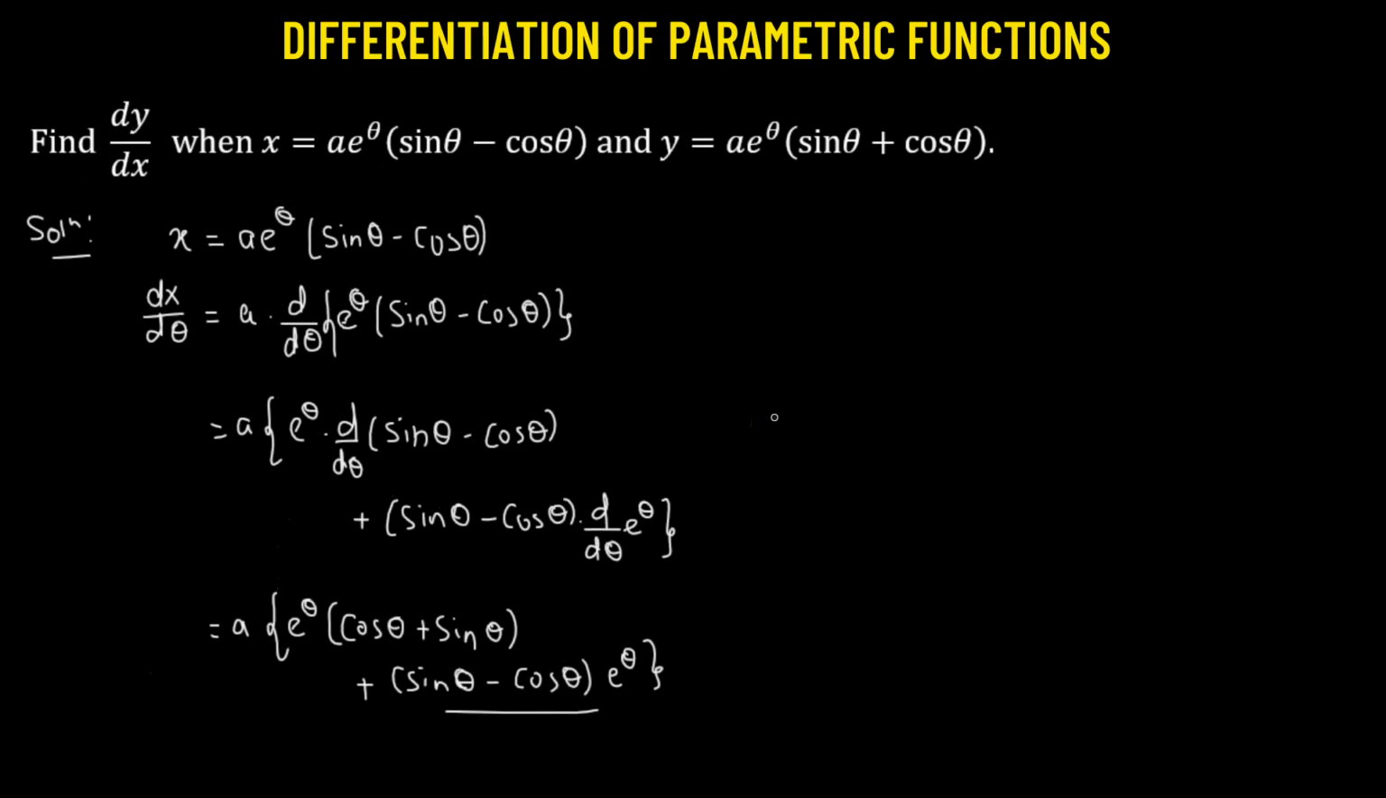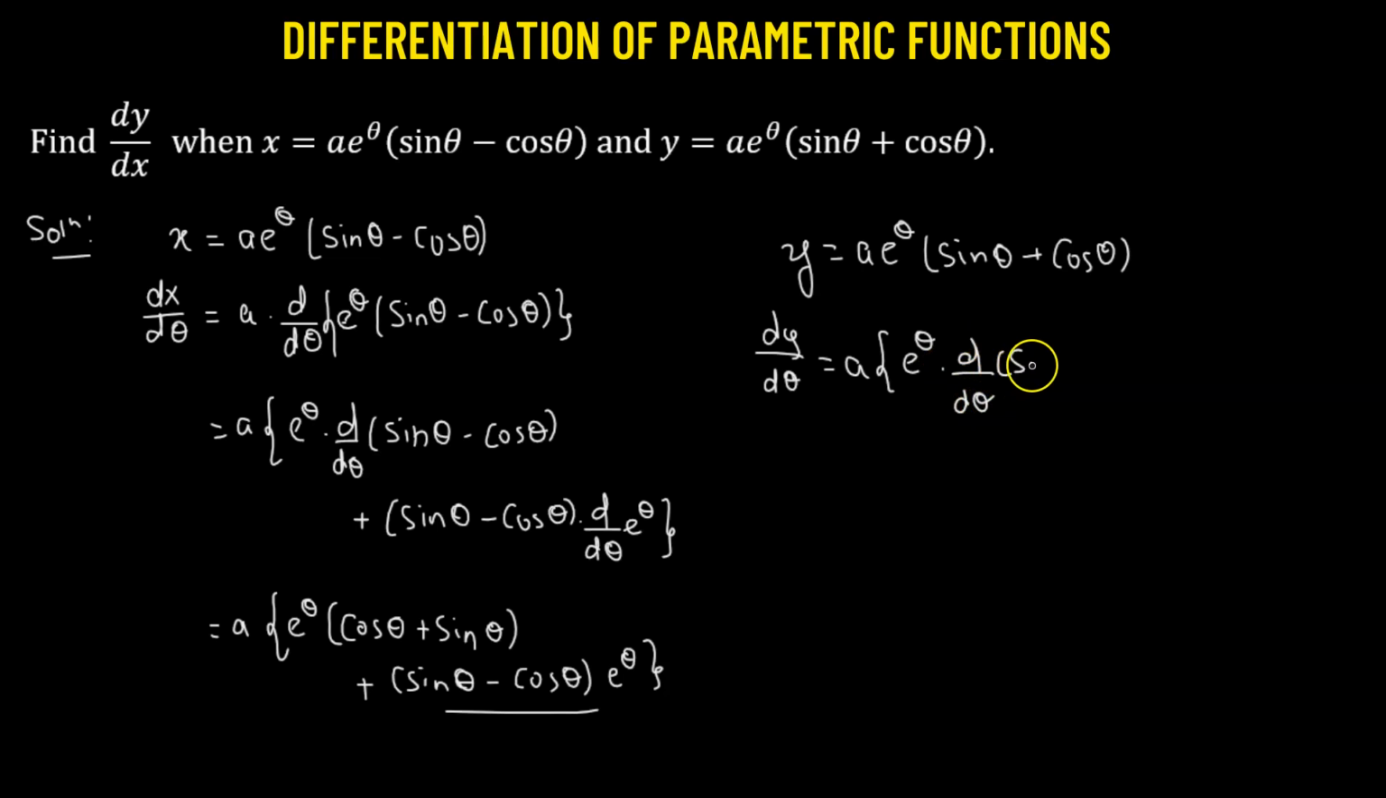Now we'll start with the second equation, meaning we'll start with y, which is given by a e raised to the power of theta times sine theta plus cosine theta. So we will take the derivative of y with respect to theta. So this will be equal to a multiplied to, we'll take e raised to the power of theta as the first function. This will get multiplied to the derivative with respect to theta of sine theta plus cosine theta, added to sine theta plus cosine theta.